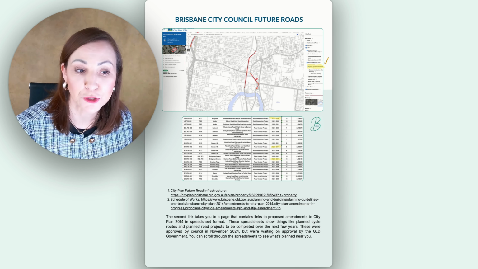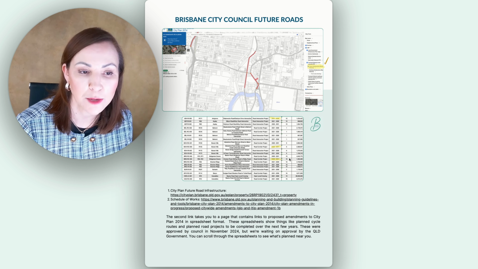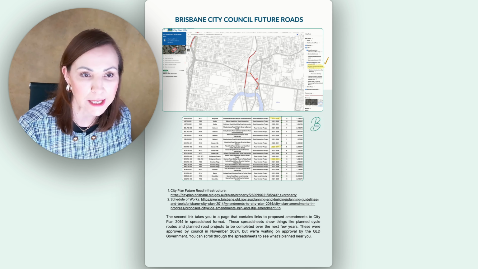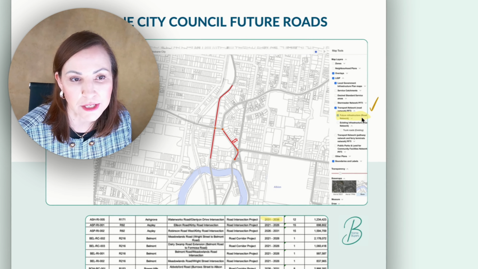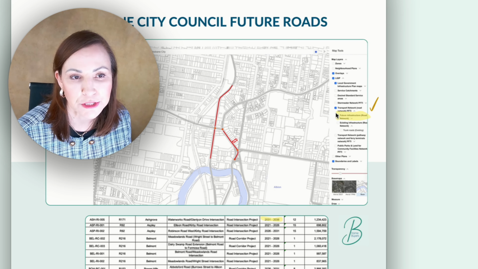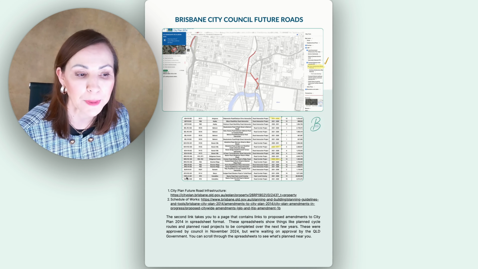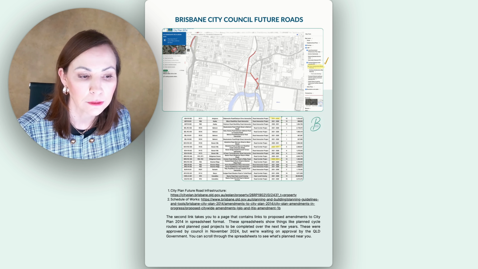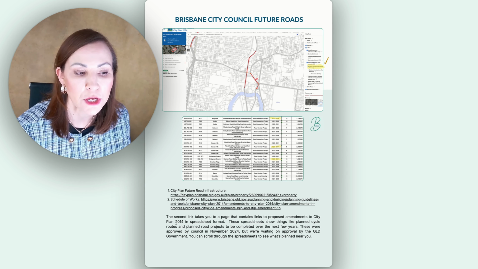Brisbane City Council future roads. So we've got a table here, and you can see I've just highlighted a couple of things that you might want to read about. These are the links here for that. And you can see I've ticked this here saying if you want to see roadworks or improvements to roads, you can tick these ticks here to be able to have those show up on the map. The links are below. The second link takes you to a page that contains links to proposed amendments to City Plan 2014 in spreadsheet format.